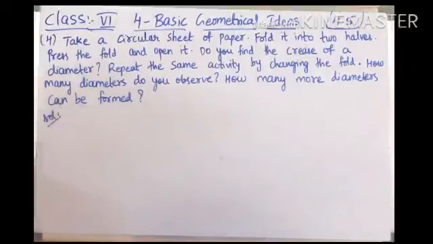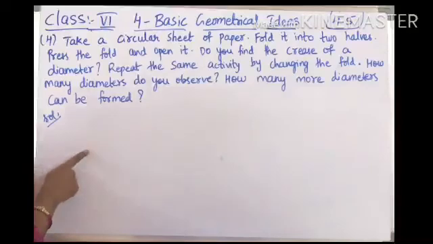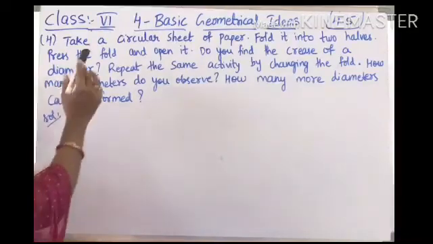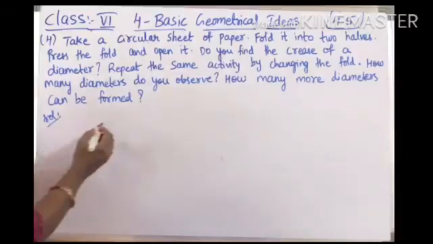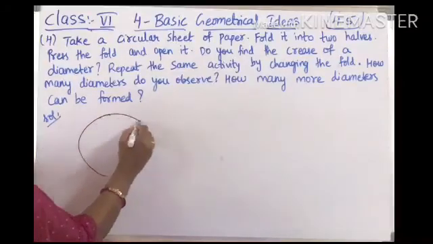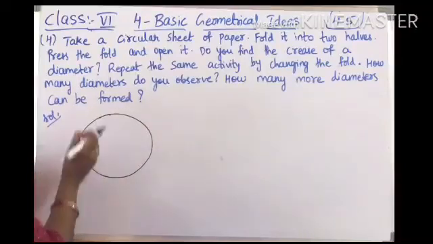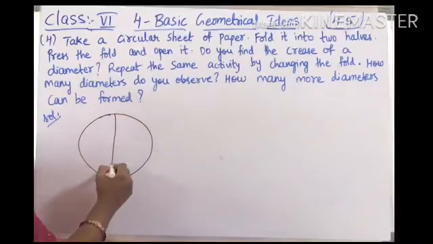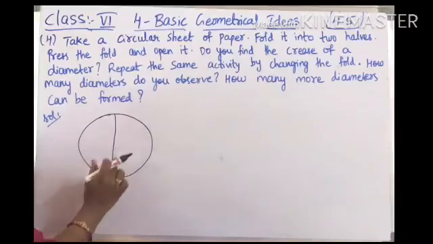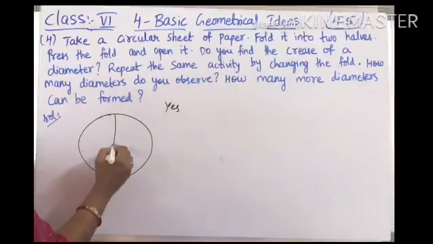Coming to the last question in this 4.5 exercise, children. Fourth question. It is like an activity. Try to do it using paper, children. Take a circular sheet of paper, fold it into 2 halves, press the fold and open it. Then what do you observe? There will be a crease like that. Do you find the crease of a diameter? Yes, isn't it? So this is the center, suppose.